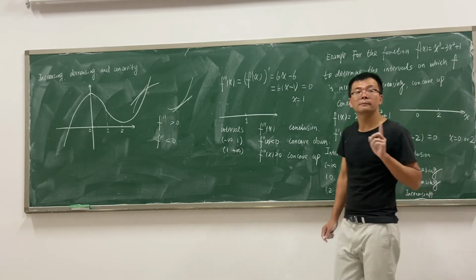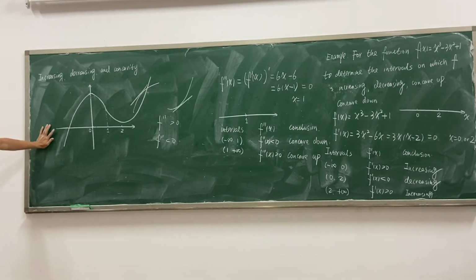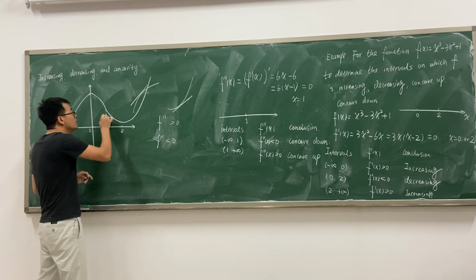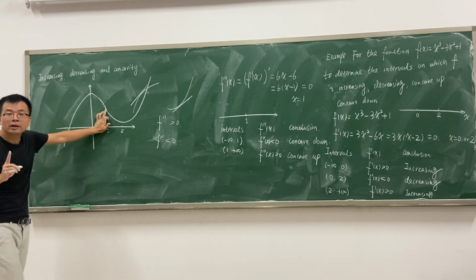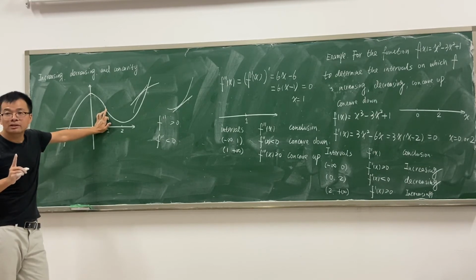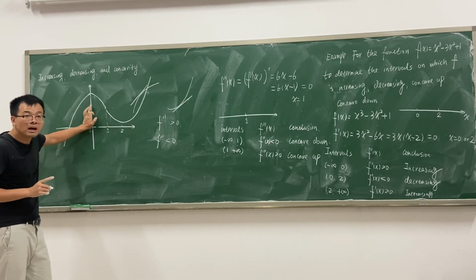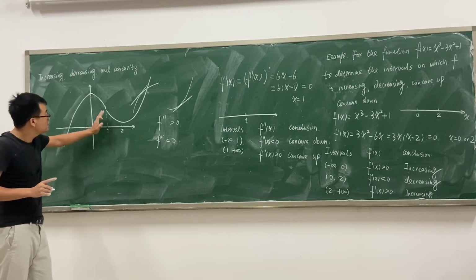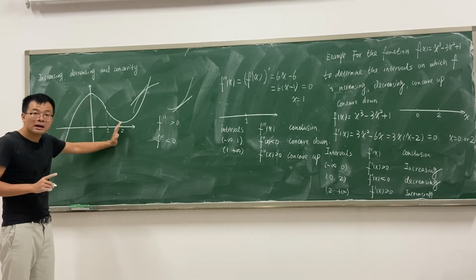So here. Now, let's see this point. Okay, listen to me. Only 5 minutes left. So on this point, the left is concave down, the right is concave up. The left is concave down, the right is concave up.